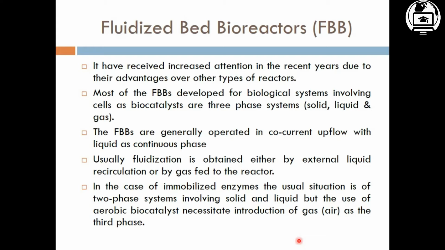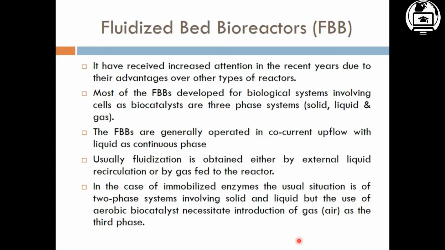Fluidized bed bioreactors are generally operated in concurrent upflow with liquid as the continuous phase. Your liquid is making a continuous phase, and there is an upflow of the medium, so the reaction starts at the bottom and moves upward. Usually, fluidization is obtained either by external liquid recirculation or by gas fed to the reactor. You can fluidize the bioreactor by liquid recirculation or by gas. You can use one at a time, or you can use two at a time.